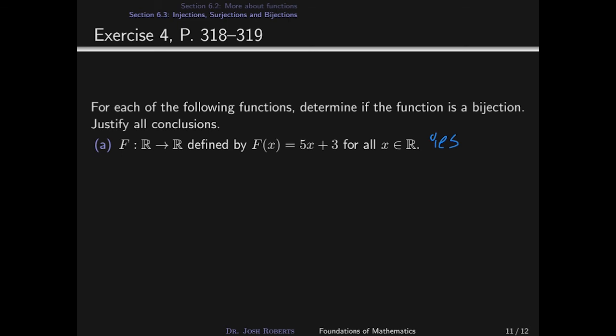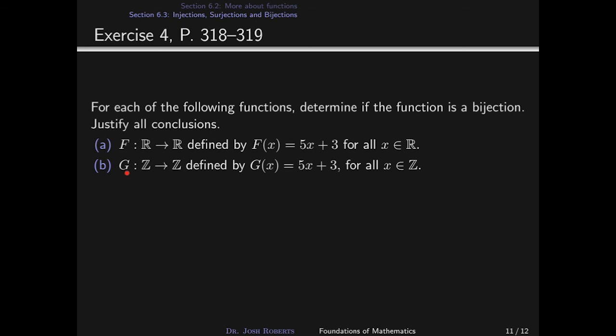And the examples that I did, you'll just copy those examples to show this is one-to-one. You'll just take an x1 and an x2 and do some algebra to show this is an injection. To show that it's a surjection, or that it's onto, you'll do it just like the previous example.